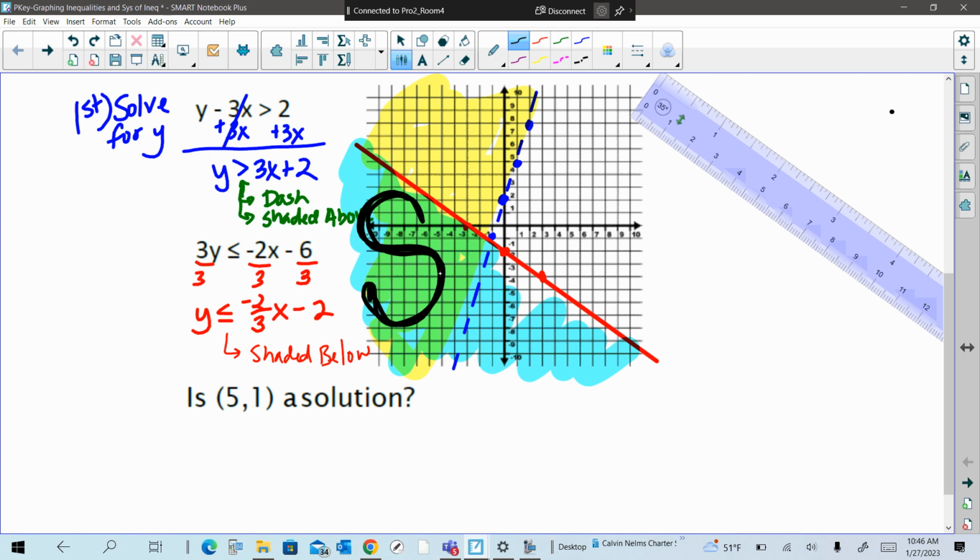Yeah, so when you check the point, it has to be in that overlapping region. So when I check this point, 5,1 is over here. It's not in that overlapping section. So this is not a solution. That point is no. Okay? For it to be a solution, it has to be somewhere in this region where they overlap. All right, once you have this, flip it over. Let's try another one. Like I said, I'm going to check your graphs today in class.